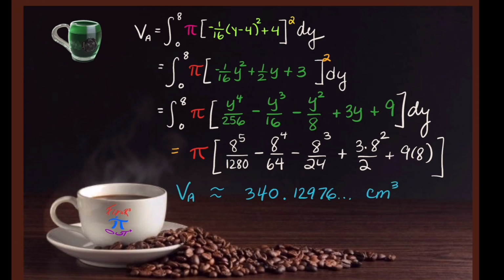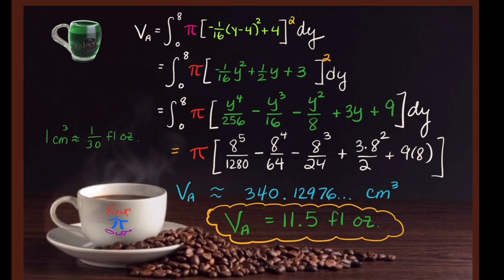340.12976 cubic centimeters. And if we convert this to US fluid ounces, that gives us a coffee cup holding coffee of 11.5 fluid ounces, just under 12 fluid ounces of coffee. So now we can order our coffee and enjoy.